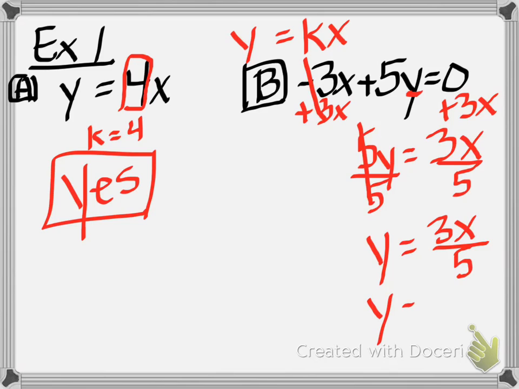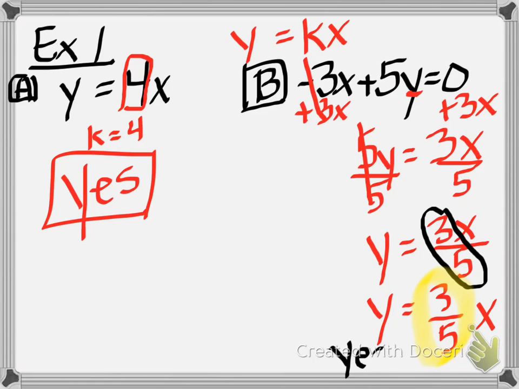I can also rewrite the 3 and the 5 as a fraction, so it's 3/5 x. It means exactly the same thing. Now here, y equals, there's my k, there's my number, x. So is it a direct variation? Yes, it is, because k equals 3/5. And in the previous example, it's yes because k equals 4. So that's the mini part of the answer. The real answer is yes or no.